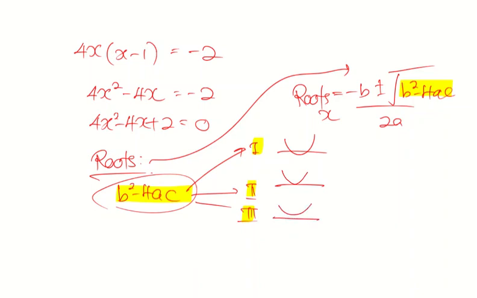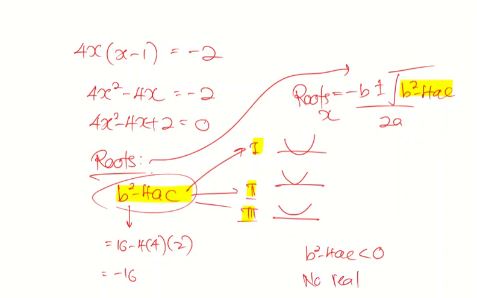b squared minus 4ac equals 16 minus 4 times 4 times 2. So it is negative 16. So b squared minus 4ac is less than 0, no real roots. This is how we write the answer. Okay, everybody, are you okay?